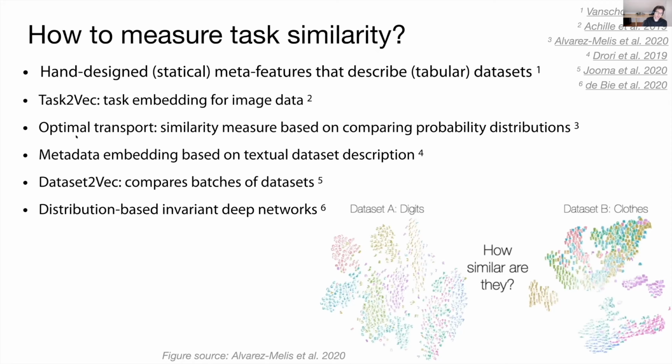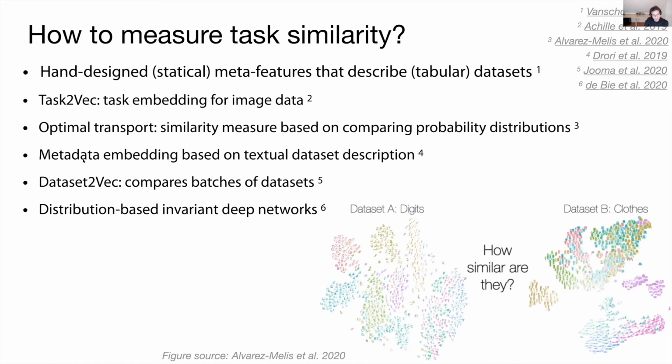You can use optimal transport, which is shown here at the bottom. So say you have an A of digits, and here there's a B of clothes. You want to see how similar they are, and you compute a similarity measure based on comparing probability distributions of these two tasks, two data sets.